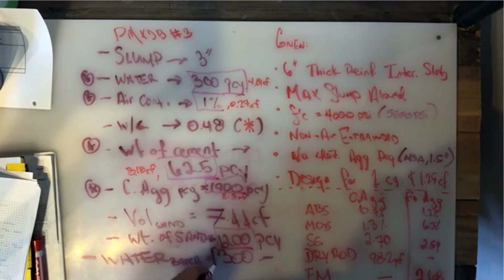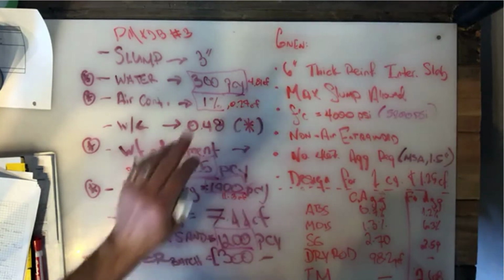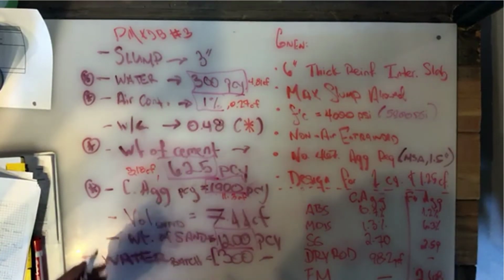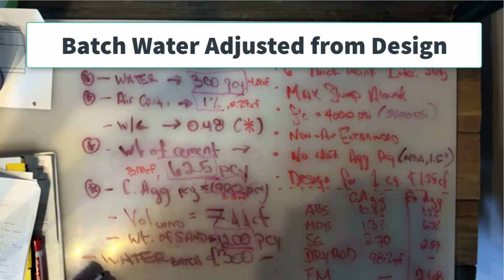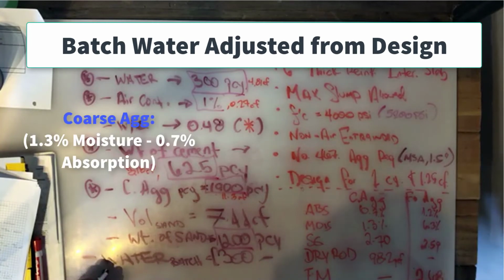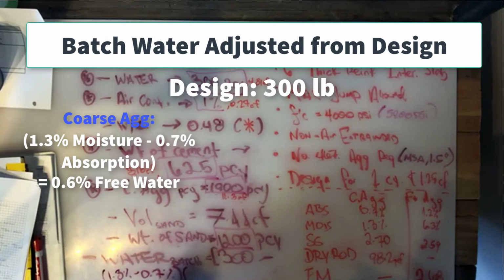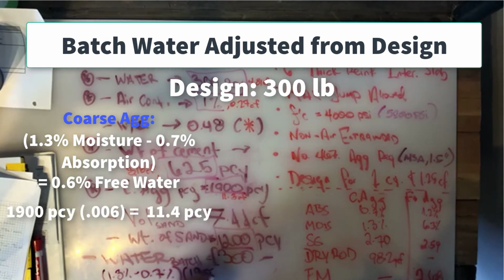So let's go ahead. So this is all going to be in pounds per cubic yard. So I start off with my design water. I want to get to my batch water. So I take my moisture, and this is for my coarse aggregate, 1.3% minus 0.7%. And I multiply it by 1,900 pounds per cubic yard, and I do the same thing.